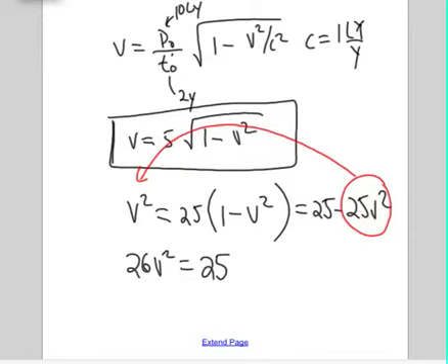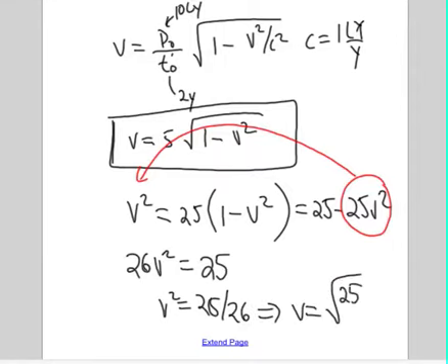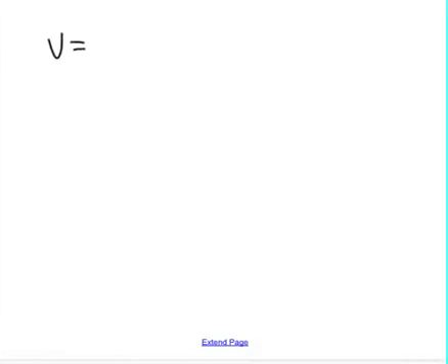Then we divide both sides by 26, so v squared equals 25 over 26. And then we take the square root, so v equals the square root of 25 divided by 26, which is about 0.98. That is my speed, 0.98. So that means the required velocity of the spaceship is 0.98, and that would be in light years per year. If a ship travels at that speed, it will cover 10 light years as measured from the Earth, and 2 years as measured by the ship.